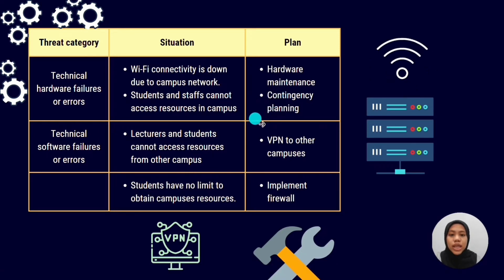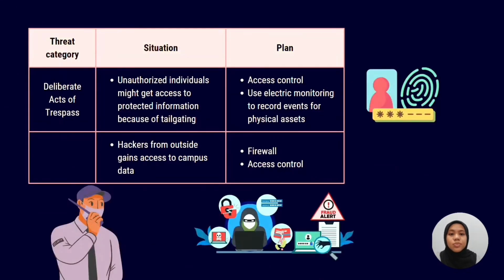Because students and lecturers should be able to access resources from other USM campuses, a VPN needs to be deployed in the network. Then students can only access a limited set of resources accessible to students. For this, we need a firewall. To prevent trespassing of unauthorized individuals, the campus needs access control to data and electronic monitoring such as CCTV for the physical asset. To prevent hackers from getting into the campus network, a firewall is needed.